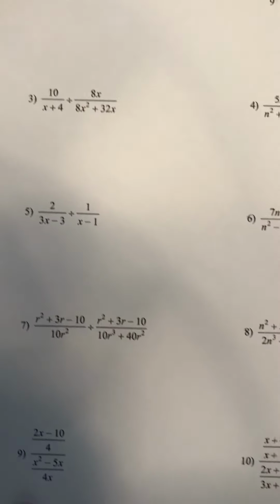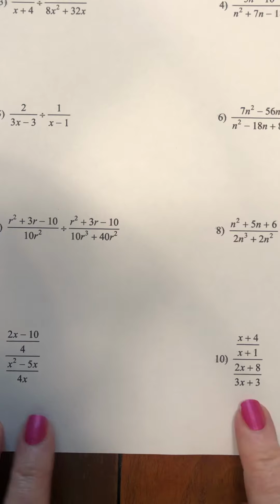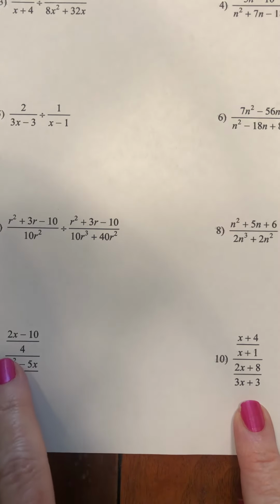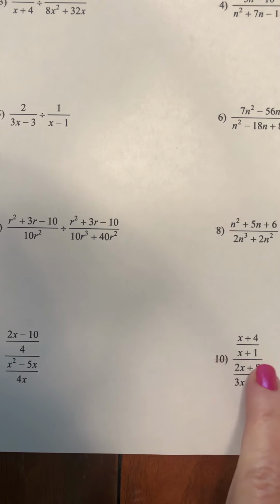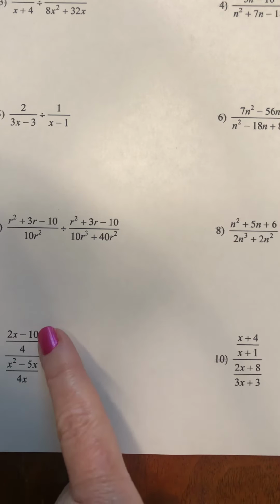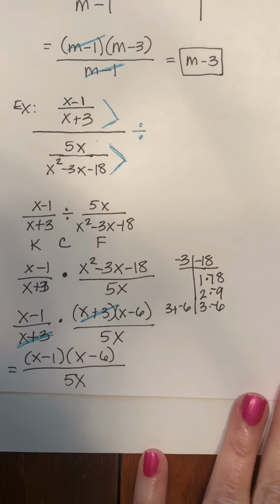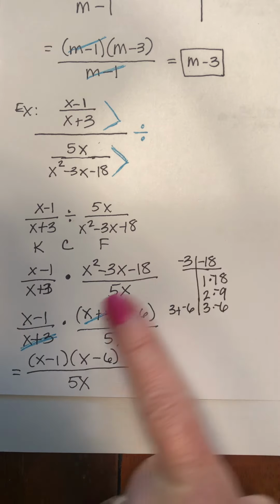And then when you get down to 9 and 10, those are like the second example that I just showed you. So you'll want to rewrite it first. This is your big division bar, and this is your big division bar. So it's this fraction divided by this fraction divided by this fraction. Rewrite it like I did in the second example, from here to here. Then do your keep, change, flip, factor, and cancel.